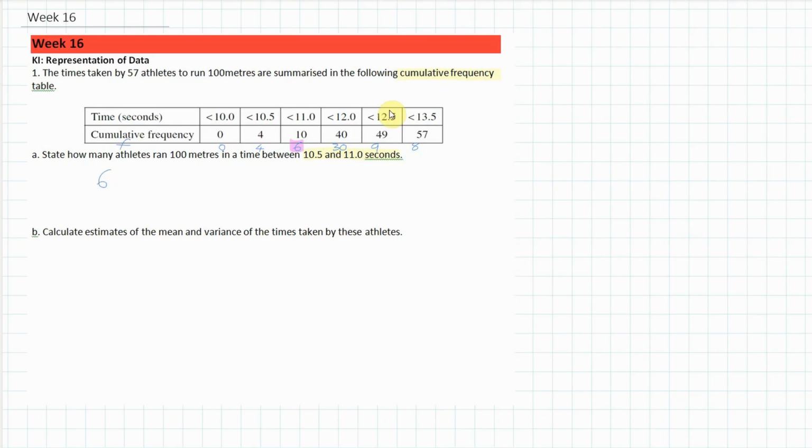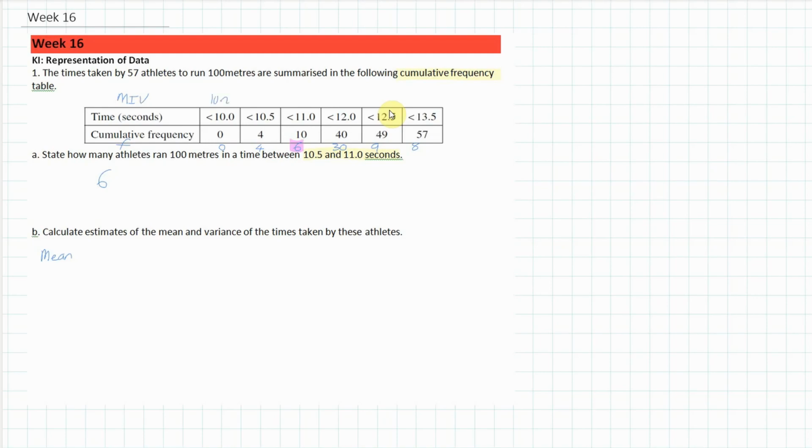Calculate estimates of the mean and variance. Okay, so the mean, for the mean here, I probably need some mid-interval values, don't I really? So I'll put in my mid-interval values on top of this table here. We can ignore that one, I guess, because it's, well, I'll put it in anyway.